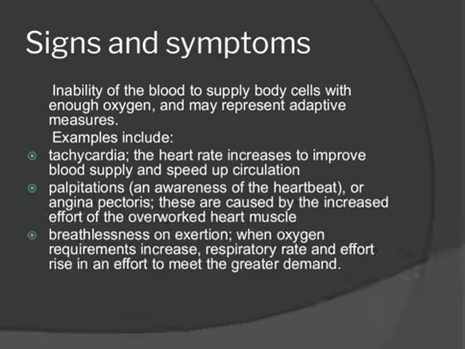Talking about the signs and symptoms of anemia, anemia can cause abnormal changes in red cell size or color, which is detectable through a microscope. Examples include tachycardia. Tachycardia is the increase in the heart rate, which is mainly done to improve the blood supply and speed up the circulation of blood throughout the body.